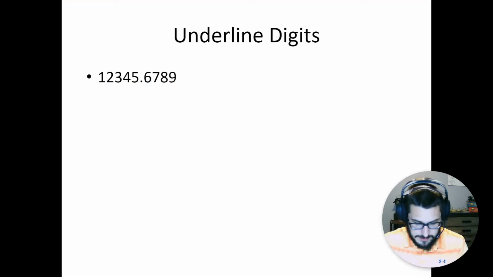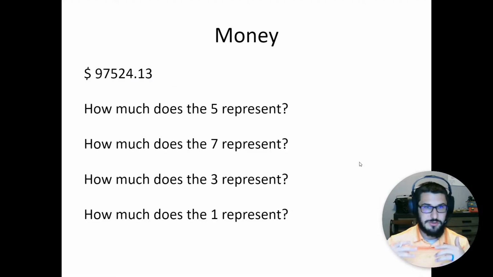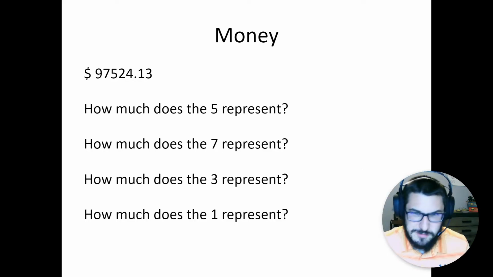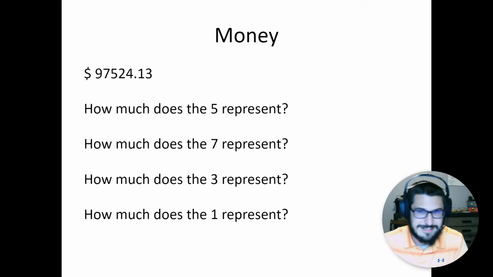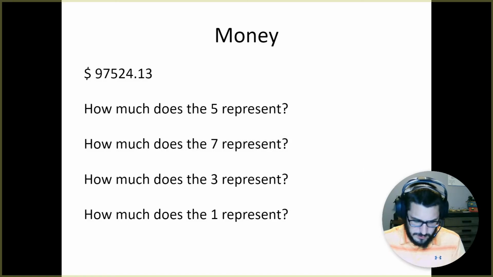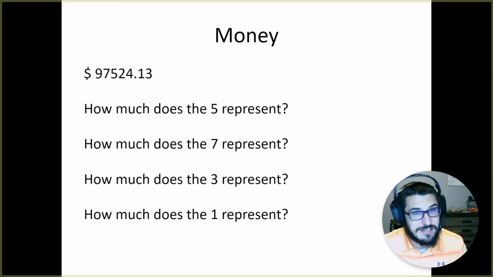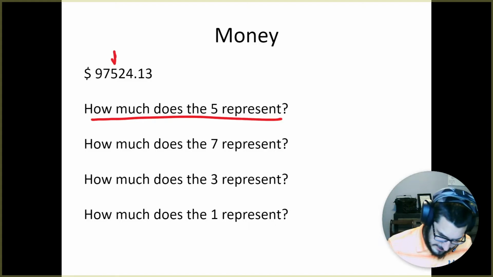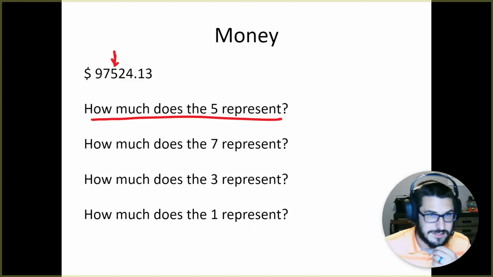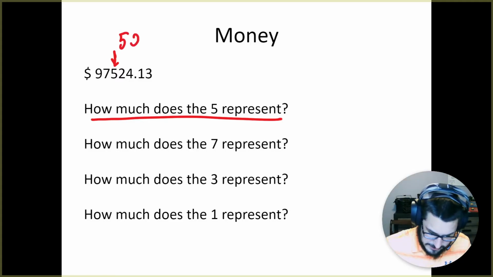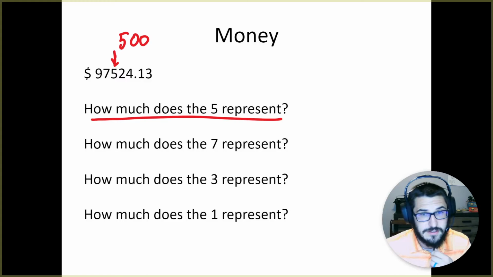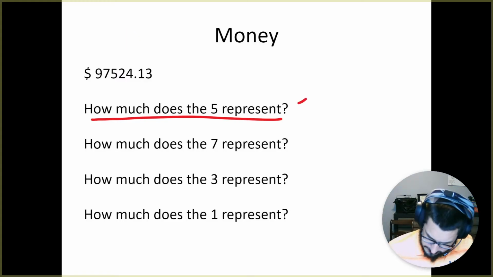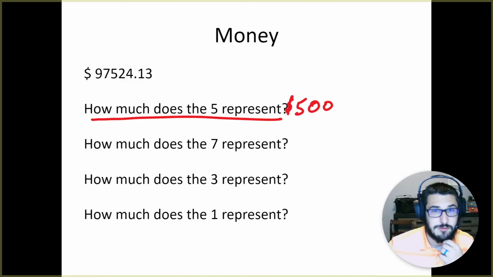Okay? And then that leads us to something that, in my experience, makes a little bit more sense to us when we put things to money. A lot of times that just intuitively makes more sense here. So when we're looking at $97,524.13, what do each of these numbers mean? Well, the 5 here tells us that there's $500 that we have. So the 5 means there's $500 for the hundreds place.